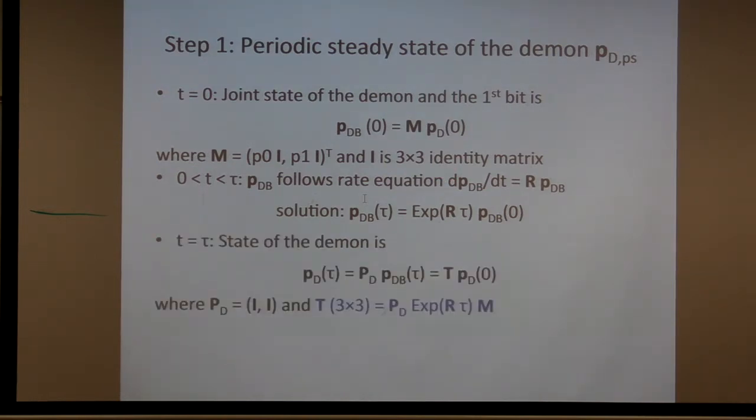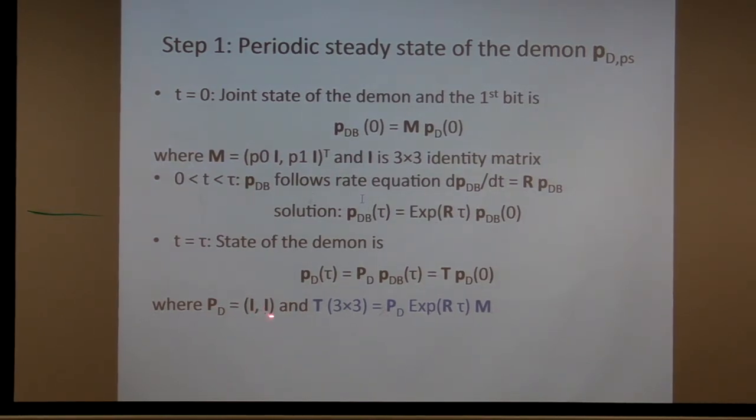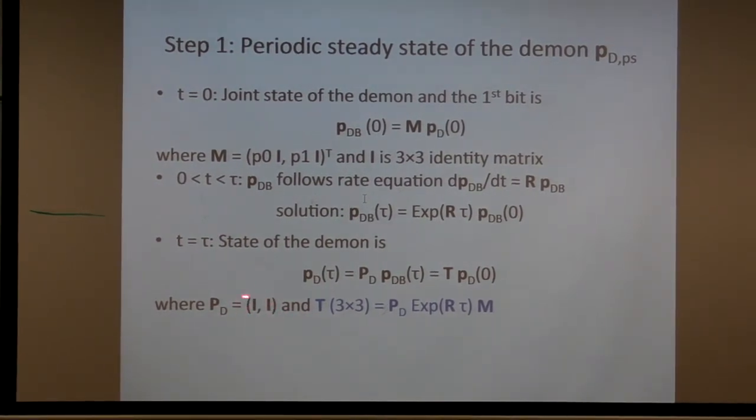What to do if I want to find out the state of the demon only at tau? Well, we have to project out the state of the bit. So I have to find a projection matrix which projects the joint state of the demon and the bit at time tau to the state of the demon. That's what is done by this matrix PD. It's simply a 3x6 matrix, given here, where I is this 3x3 identity matrix.